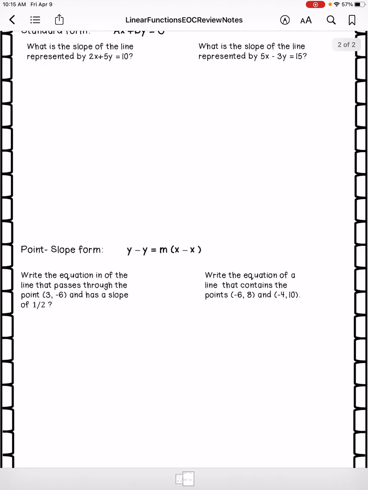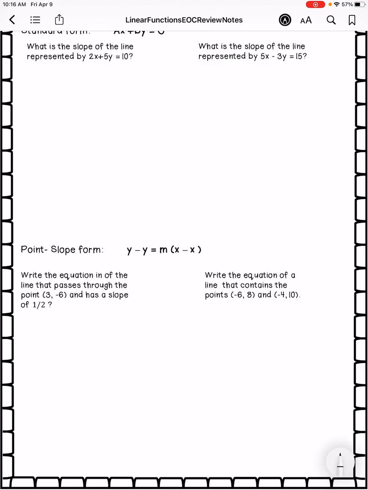All right, standard form, and it's hard to see because of this page, but standard form is ax plus by equals c. Okay, so that's standard form, and our job is to find the slope of an equation that's in standard form. To find the slope, we need to convert it to slope-intercept. So we want to write our equation, 2x plus 5y equals 10, and then to find the slope, we need to move x and divide by the coefficient of y.